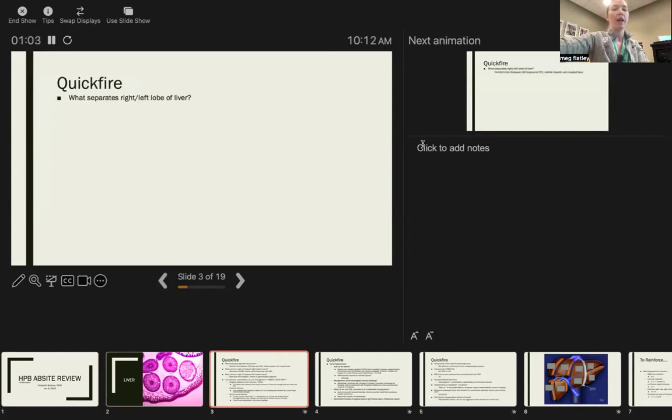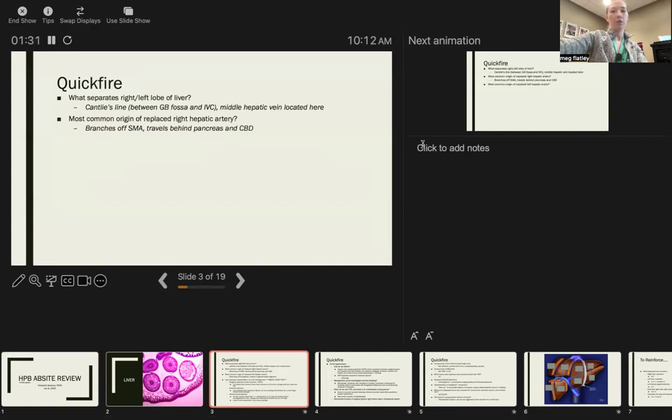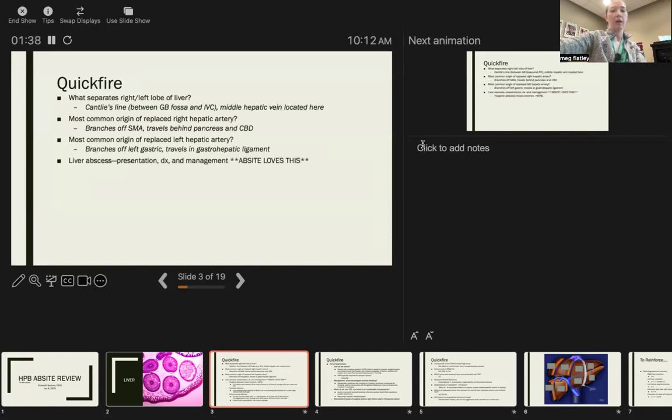So what anatomic structure separates the right and left lobe of the liver? Katie. Oh yeah, sorry, I have no problem selecting people. So get ready. Cantlie's line, right? And so you can follow the middle hepatic vein, and that's going to be the anatomic intrahepatic structure that separates the left and right lobe of the liver. Most common origin of a replaced right hepatic artery? Perfect. Branches off the SMA. Most common of a replaced left? Nice. And that travels in the gastrohepatic ligament.